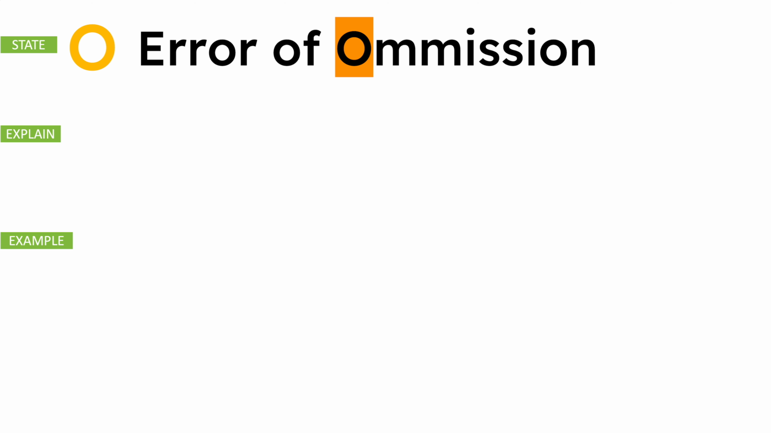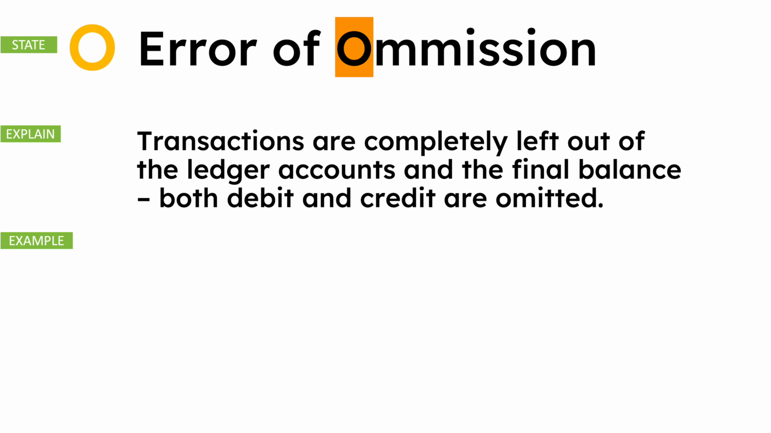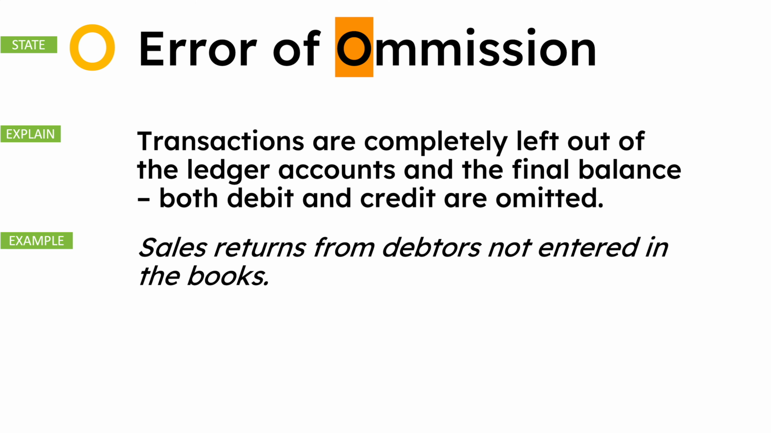O. Error of omission. So transactions are completely left out of the ledger accounts and the final balance. So both debit and credit are omitted. So sales returns from debtors not entered into the books.